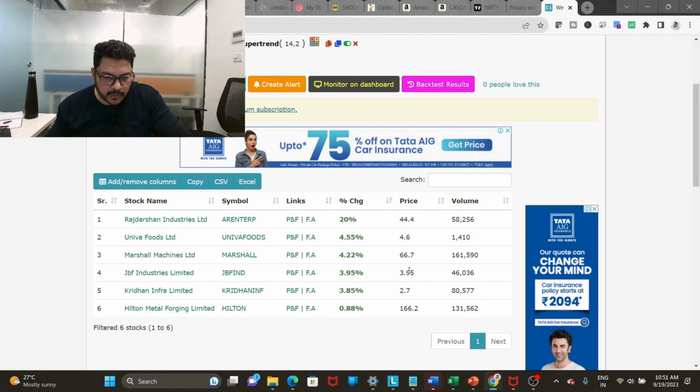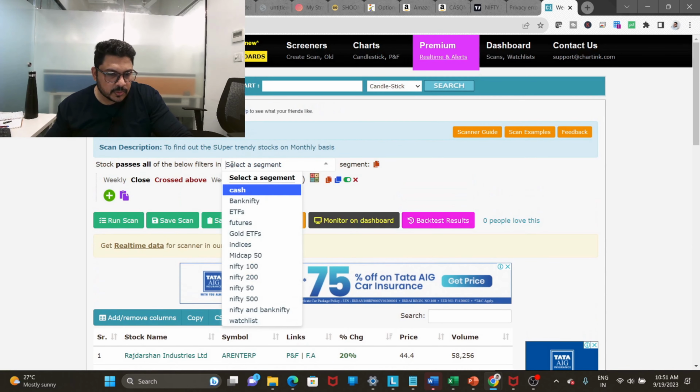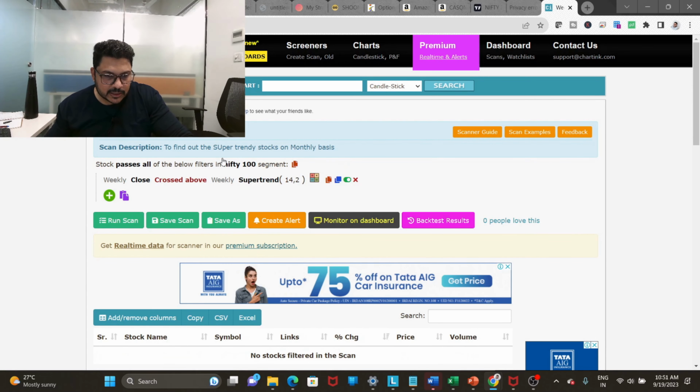So let's take one by one. I don't want to pick up any stock which is at 44.16. Usually I don't trade stocks which are not in Nifty 50. I prefer to buy, even in investment also, I try to buy Nifty 50 stocks. Let's see if we can find something in Nifty 50 or Nifty 100, Nifty 200. Then it will be a good investment for us.